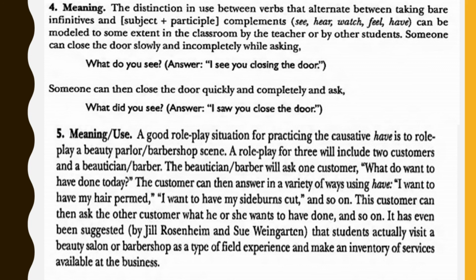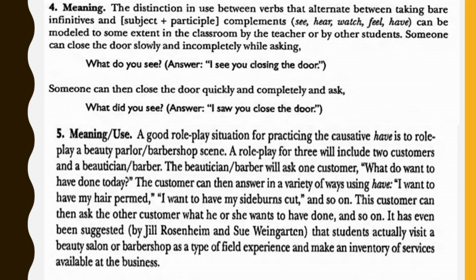A good role-play situation for practicing the causative have is to role-play a beauty parlor and barbershop scene. A role play for three will include two customers and a beautician or barber. The beautician or barber will ask one customer, "What do you want to have done today?" The customer can then answer in a variety of ways using have. "I want to have my hair permed," "I want to have my sideburns cut," and so on. This customer can then ask the other customer what he or she wants to have done, and so on.